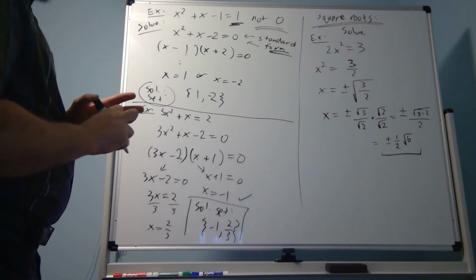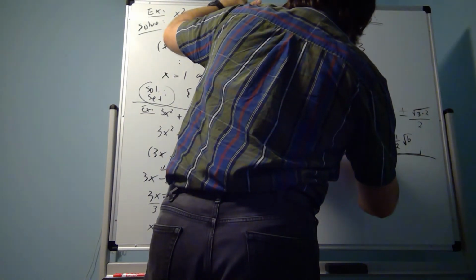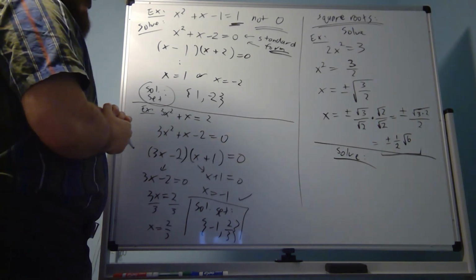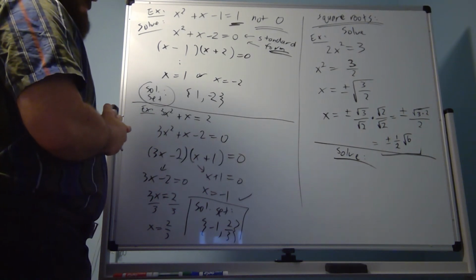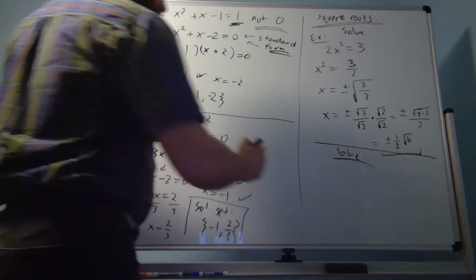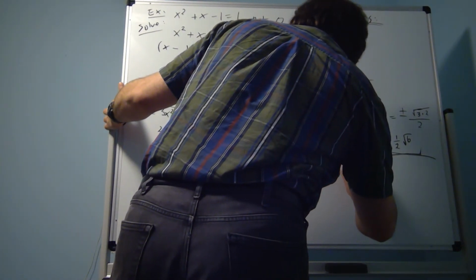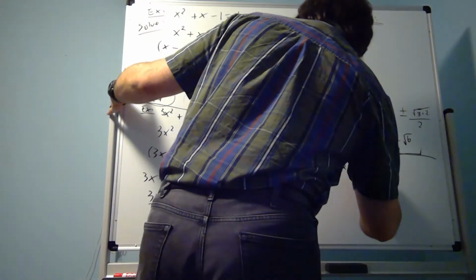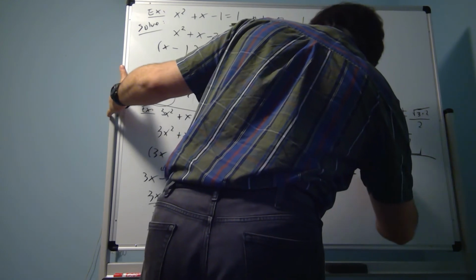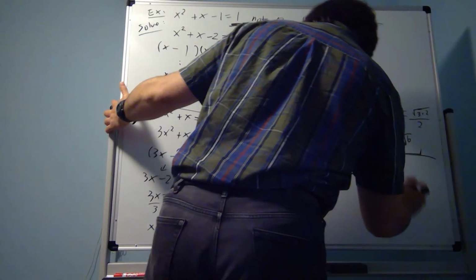All right, so I just want to do one more of these, and this is kind of going to foreshadow, give a little preview of why we do completing the square and stuff like that. So we have 3 times x minus 1 squared minus, let's keep it a little bit simpler. These numbers are going to be a little bit nicer.